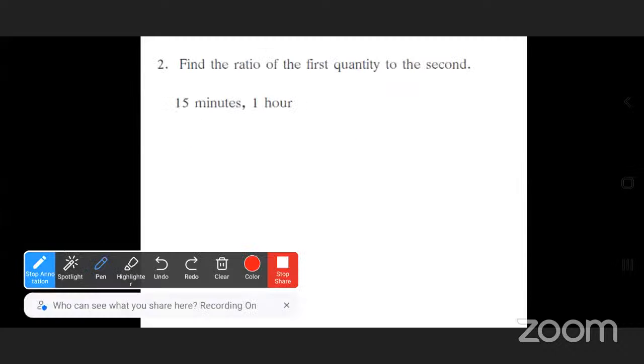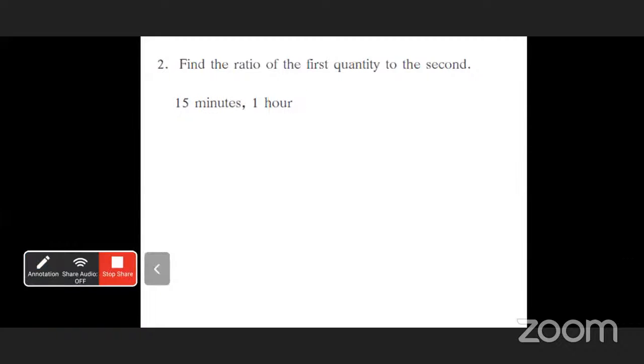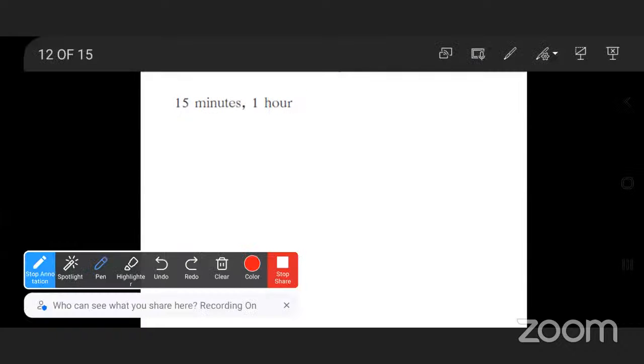Now, the hint is, see, again if you see, you're supposed to find the ratio of the first quantity to the second quantity. The first quantity here, the unit is given in minutes. And for the second quantity, the unit is given in hours. So we cannot compare both the numbers because the unit is not the same. So 1 hour is equal to how many minutes?